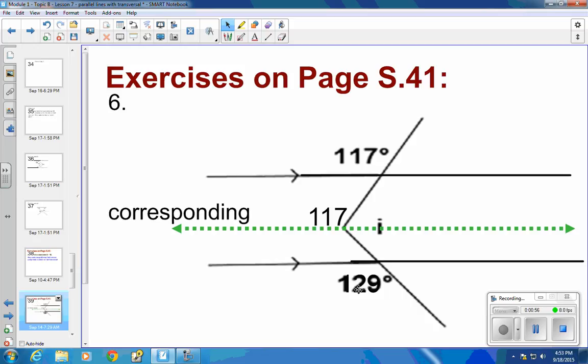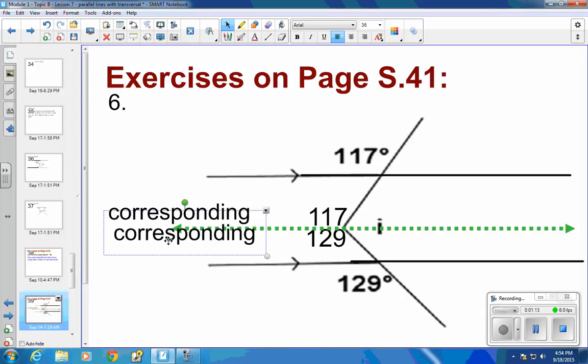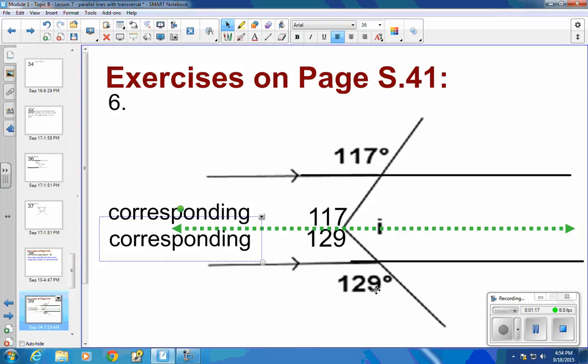The 129, I can also do vertical angle with the 129, or I can do corresponding with the 129. Again, the 129 corresponding helps me get closer to this I, so that's the one I'm going to use there. So that's also corresponding. So 129 was corresponding to this 129, that means they're the same measure, and the 117 is corresponding to this one, they're the same measure.